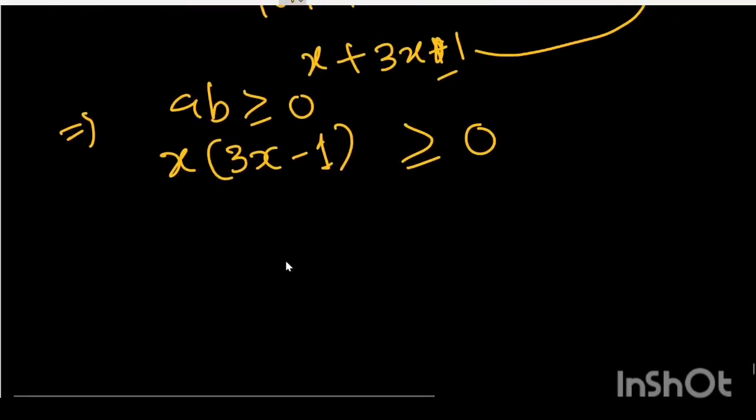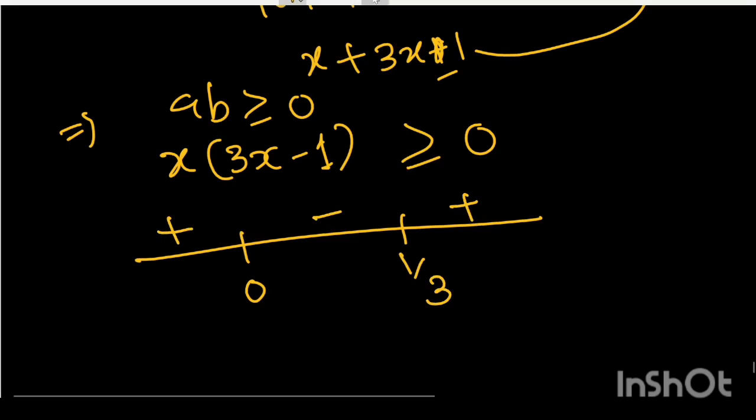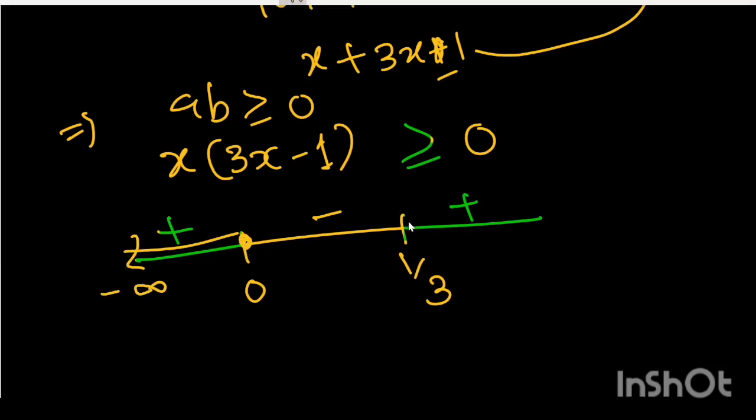The solution of this using the wavy curve would be the solution of this question: plus, minus, plus. The question is asking for plus, so we will take the plus intervals, which are minus infinity to 0, equalities hold so 0 is included, and 1/3 to infinity. That would be the answer, guys. Okay.